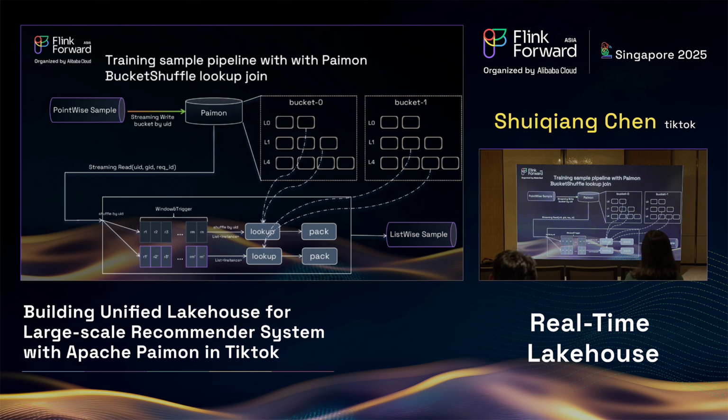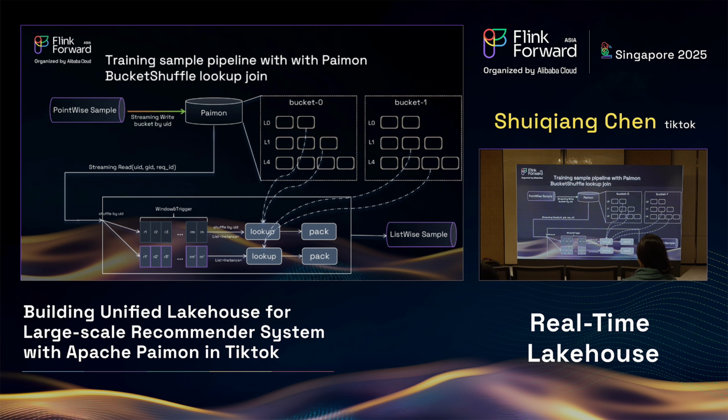And the primary keys are collected by the window state grouped by user ID. Since only the primary key fields are collected, the window state will be very small. It's about 300 gigabytes, so it will not bring high pressure for the state storage. And when the window is triggered, the collected primary keys will be emitted to the next operator to look up the sample lake to retrieve the sample value field, and finally get the complete point-wise samples and build up a list-wise sample.